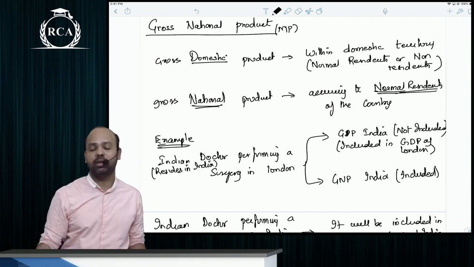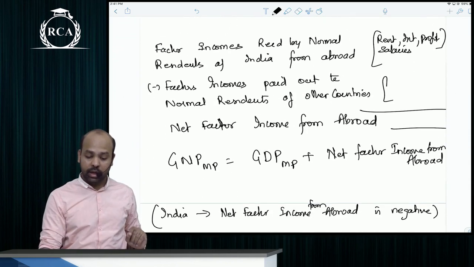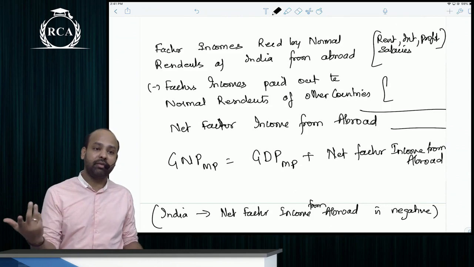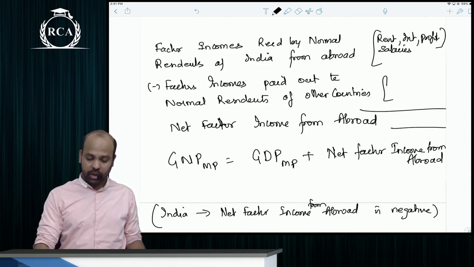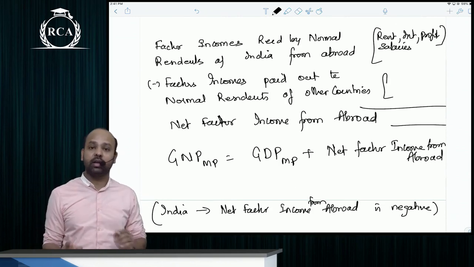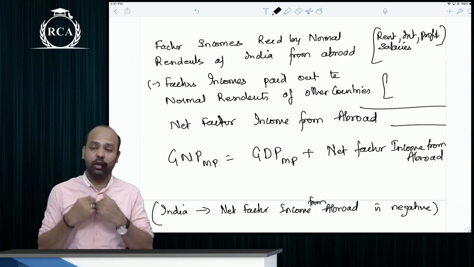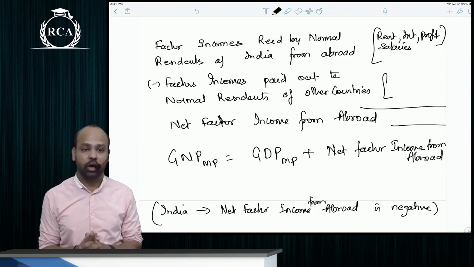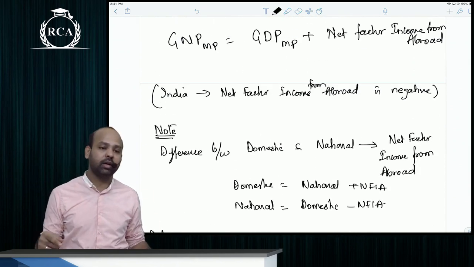So gross national product is gross domestic product plus net factor income from abroad. Net factor income from abroad will be in the form of rent, interest, profit, salaries. So always remember, if you are moving from domestic to national, you will have to add net factor income from abroad. Understood? I told you that India's net factor income from abroad is negative.